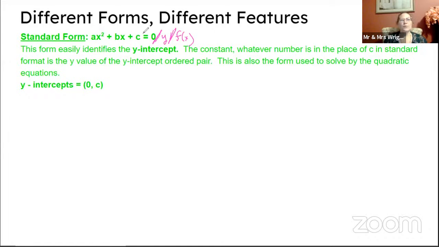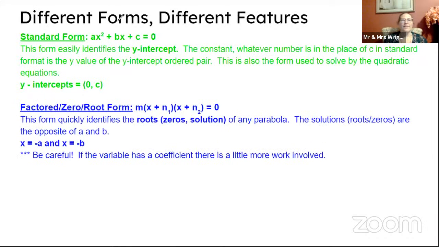All right, so this form allows us to easily identify the y-intercept. Remember, the y-intercept is simply (0, c). And right there, it identifies what the y value of your y-intercept is. And this is also the form that you would use in order to use your quadratic formula to find your solutions, your roots, or your zeros. Remember, all those different words mean the same thing. Which brings us to our second form, the factored form, sometimes called the zero or the root form.